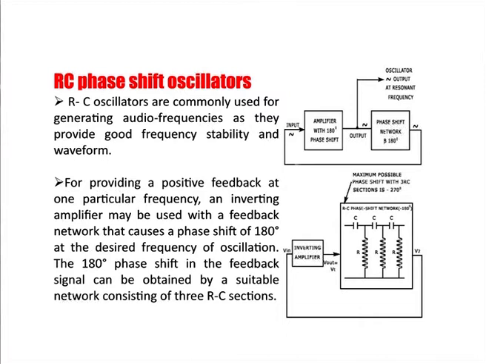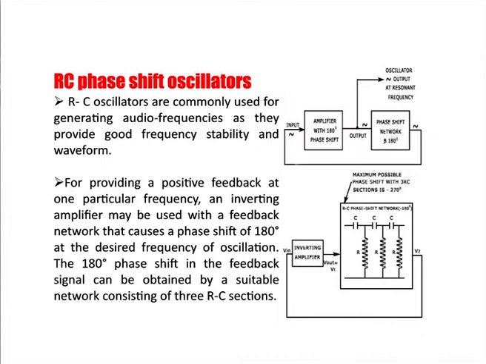Now, the basic circuit comprises an amplifier, which is basically a common emitter amplifier, which as we know always produces a phase shift of 180 degrees. The output of this common emitter amplifier is then fed to a phase shift network, which comprises a combination of R and C.